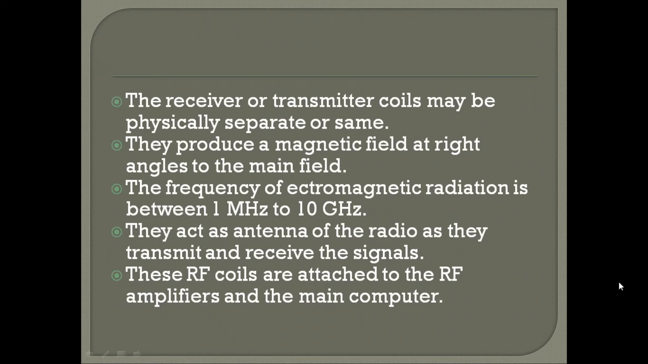They produce a magnetic field at right angles to the main field. The frequency of the electromagnetic radiation is between 1 MHz to 10 GHz. They can act as antennas of the radio as they transmit and receive the signals. These radio frequency coils are attached to the RF amplifiers and the main computer.